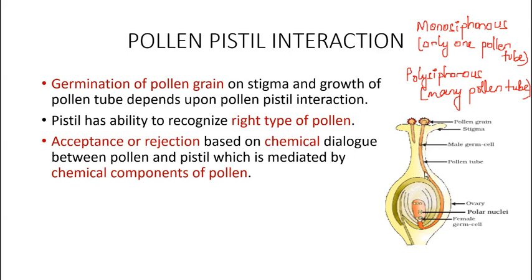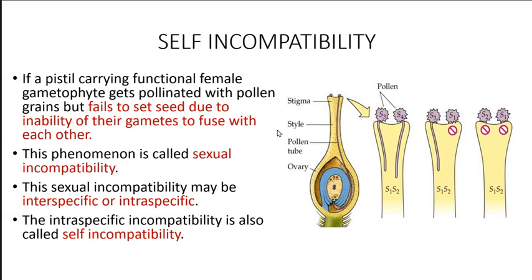So this sexual incompatibility can be interspecific or intraspecific. The intraspecific, which is within the species, is known as self-incompatibility. We will study self-incompatibility in detail, which is an important part here. I will explain this diagram.